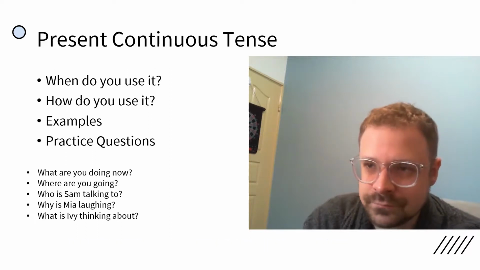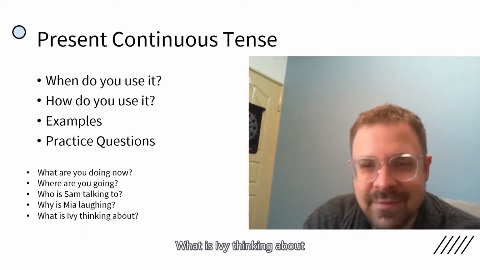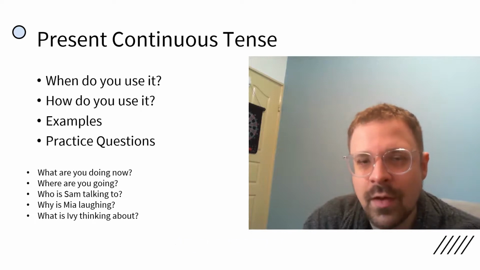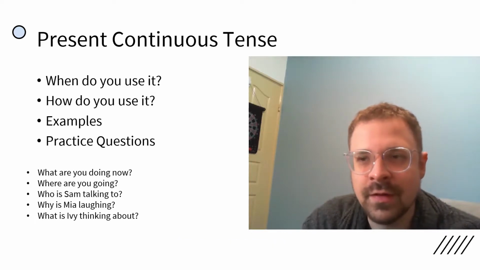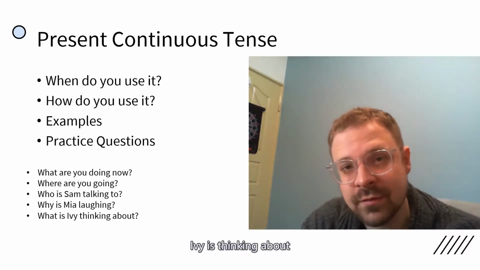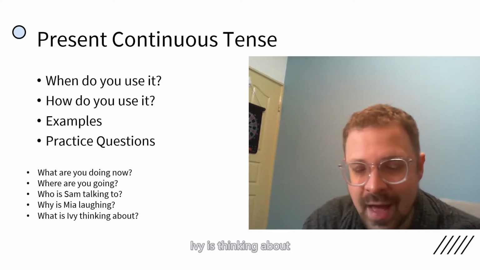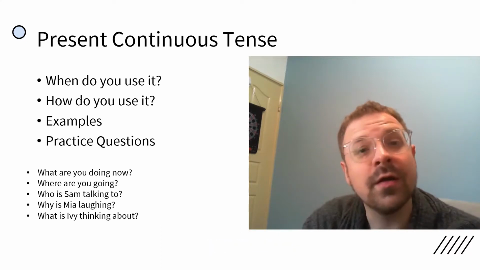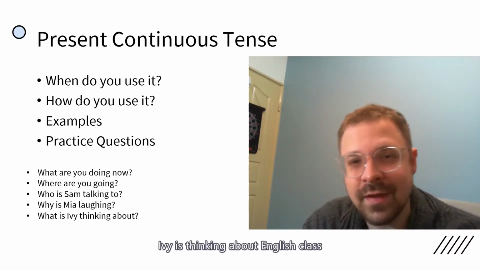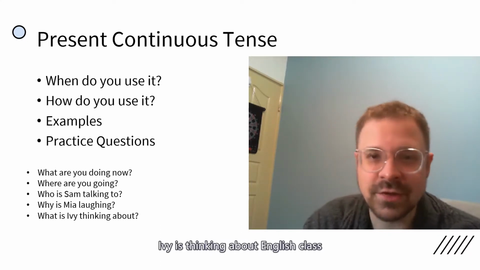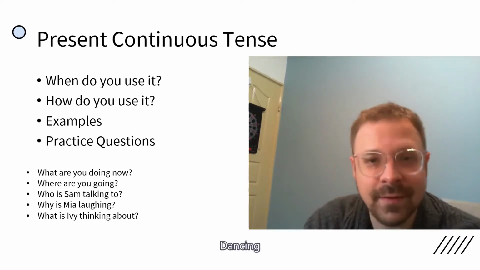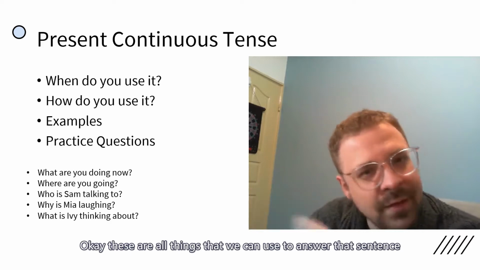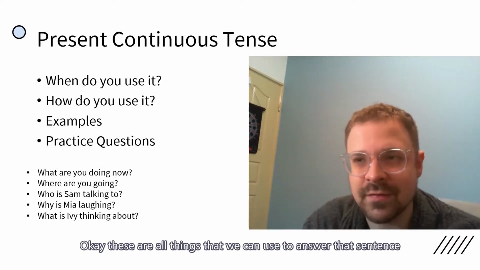Next one. What is Ivy thinking about? Ivy is thinking about lunch. Ivy is thinking about her friends. Ivy is thinking about English class. Ivy is thinking about dancing. Okay, these are all things that we can use to answer that sentence.